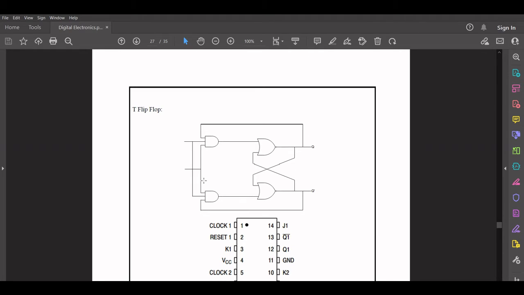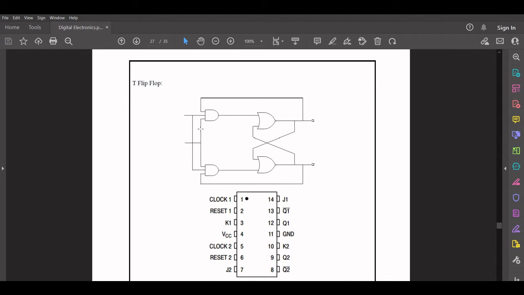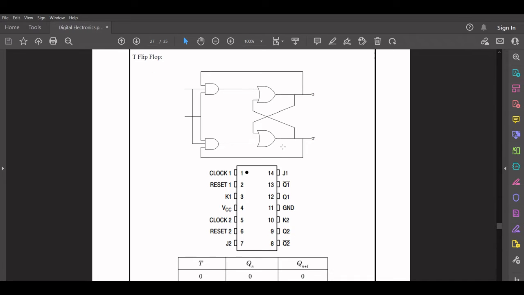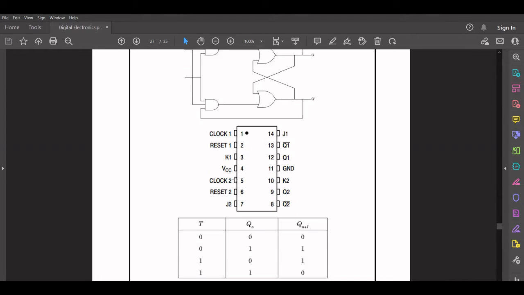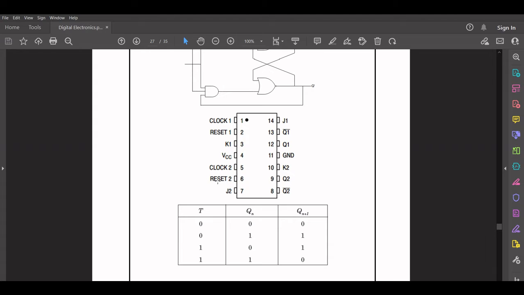The next flip-flop that we have is the T flip-flop. This is very similar to the JK flip-flop, and in this case, both the inputs J and K are basically shorted together. This is how the implementation looks with the logic gates, and this is how the IC packet looks. Since J and K are shorted, there will be only one input T, which can be either 0 or 1.